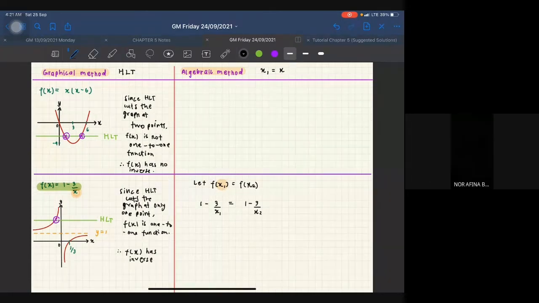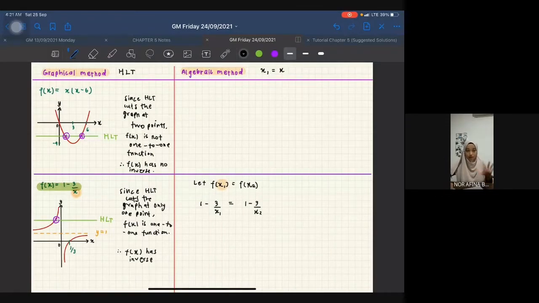Okay, sorry. Alright, so daripada sini kita nak cuba dapatkan balik yang atas ni. We want to get this one. x1 dia mesti sama dengan x2. So bila x1 sama dengan x2, kat situ barulah dia adalah one-to-one function. So kita nak cuba dapatkan yang itu.